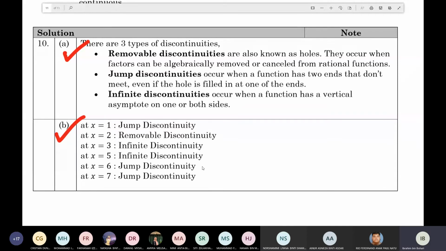Okay. Question A, the discontinuity. Infinite discontinuity, jump discontinuity, and removable discontinuity. Ini saya tunjukkan apa perbezaan dia.